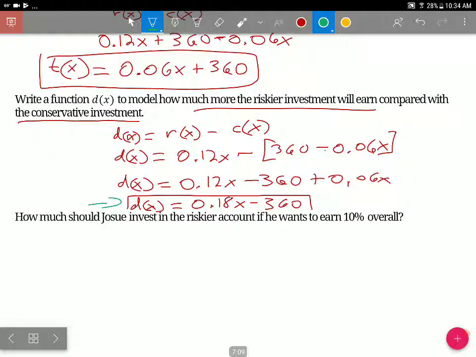The question, here we go. How much should Josue invest in the riskier account if he wants to earn 10% overall? Well, okay, so he wants to earn 10% of $6,000.